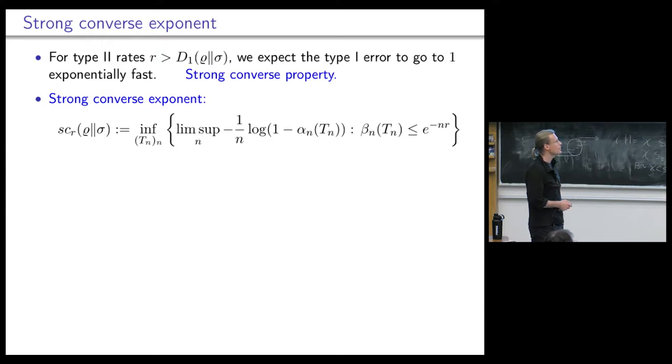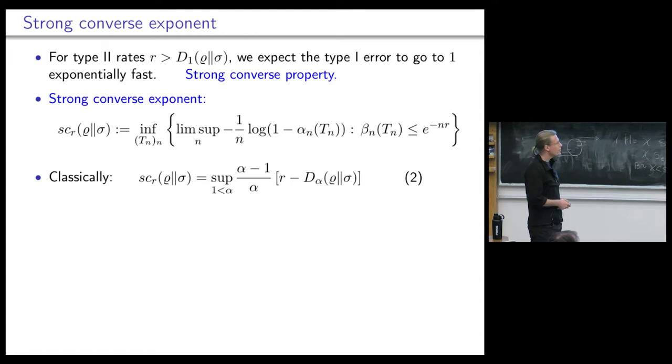And therefore, for these large rates, we are interested in a different quantity, which is called the strong converse exponent. When, again, we fix the exponential behavior of the type 2 error, and we want to optimize the speed with which the success probability is going to 0, or the error probability is going to 1. And because we don't want the error probability to go to 1, we take the infimum here. Okay. So this is the quantity of interest in this case. And classically, it's very easy to show that we get a very similar formula as for the direct rate involving these Rényi divergences with parameter alpha larger than 1. So the question is, can we extend our previous result to the quantum case?